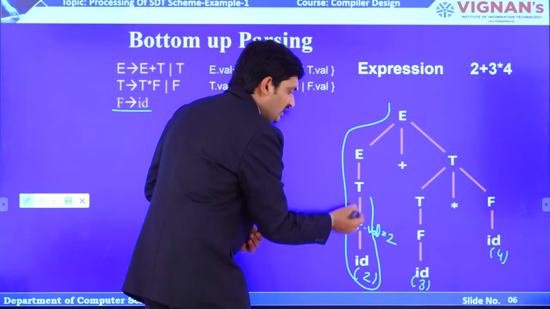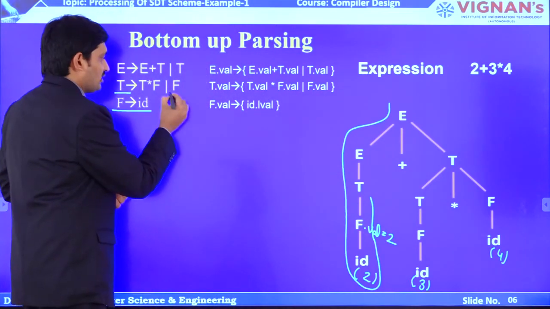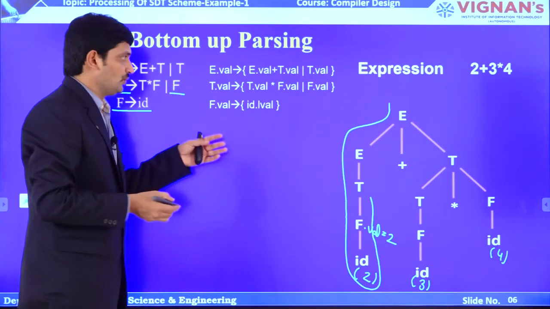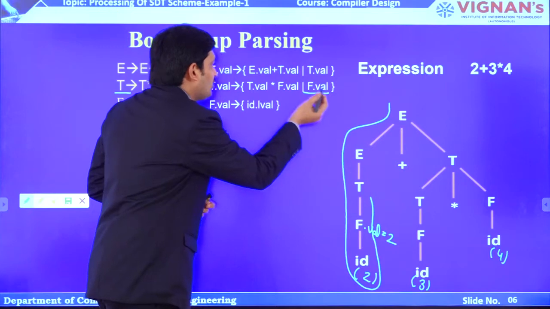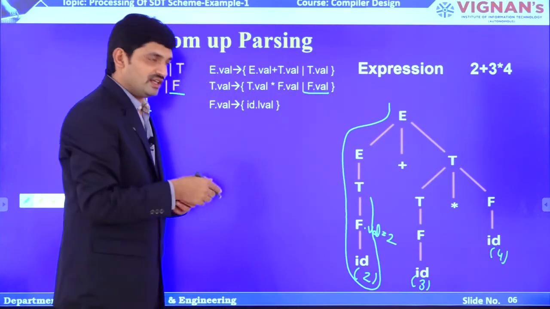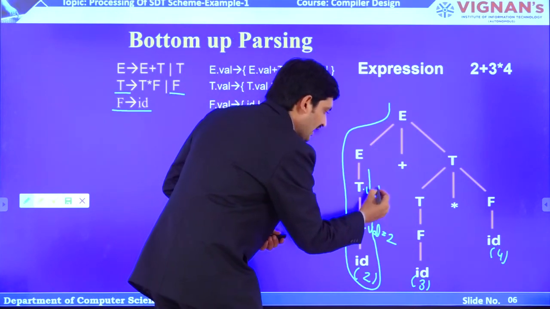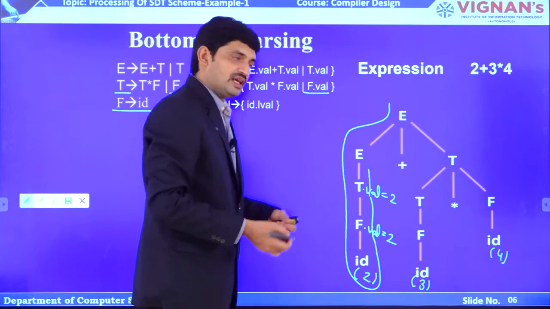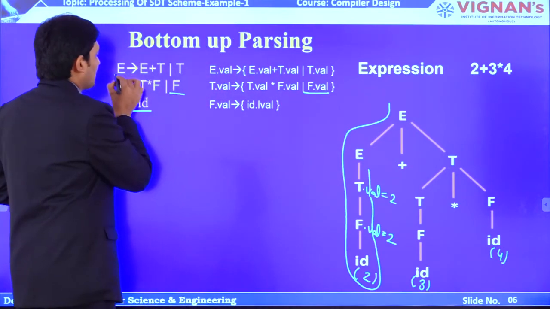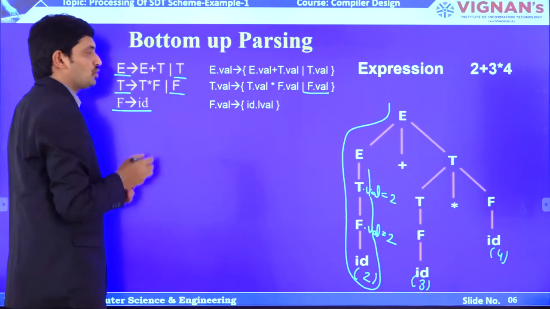Now come to here, F is reduced to T, check whether such a production is there or not. So T tends to F, that means F is reduced to T. So what you have to do, the F value is to be assigned to T value. So the F value is now assigned to T as 2. Then T is reduced to E, check whether such a production is there or not. E tends to T is there, that means T can be reduced to E.